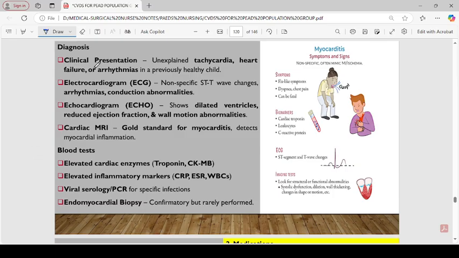In terms of diagnosis, we have clinical presentation, we have unexplained tachycardia, heart failure, or arrhythmias. ECG, where we have non-specific ST segment and T wave changes, arrhythmias, and conduction abnormalities. Echo could show dilated ventricles, reduced ejection fraction, and wall motion abnormalities. Cardiac MRI, that is the gold standard for myocarditis, will detect myocardial inflammation. Blood tests could show elevated cardiac enzymes, elevated inflammatory markers, viral serology for specific infection, and endomyocardial biopsy.